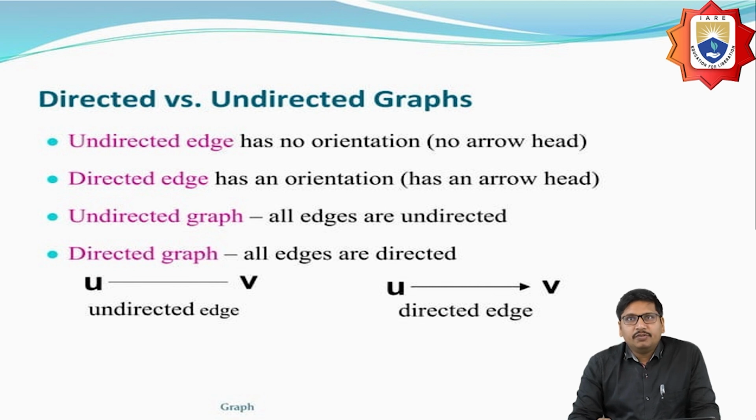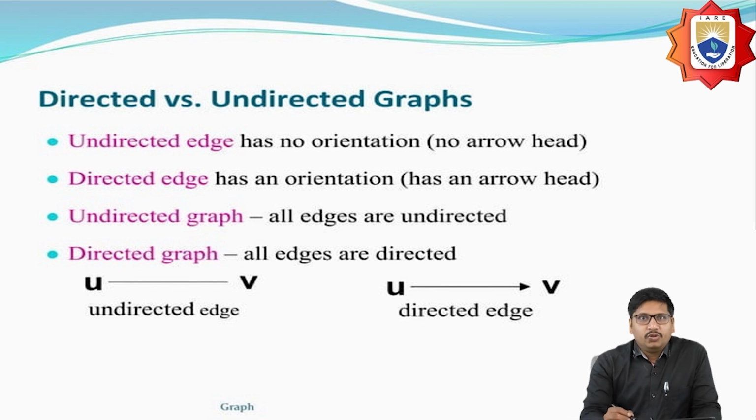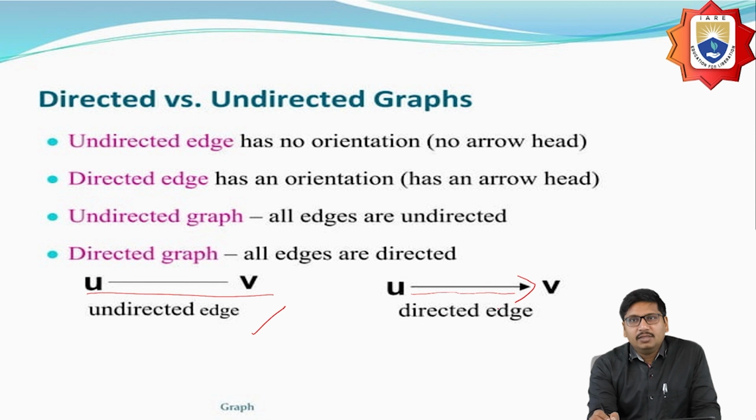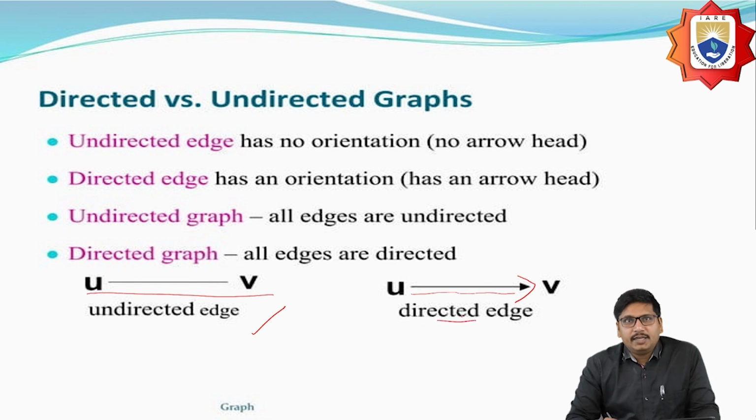There are two types of graphs: directed graph and undirected graph. In an undirected graph, we do not have any arrows. In directed graphs, we have arrows. If you look at this diagram, for UV there is no arrow mark, so this is treated as an undirected edge. If I convert the edge with an arrow mark like this, it is called a directed edge.